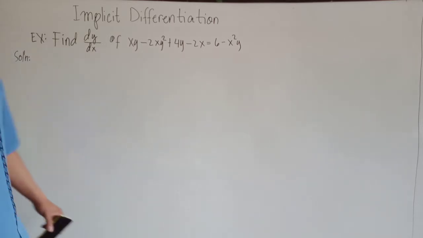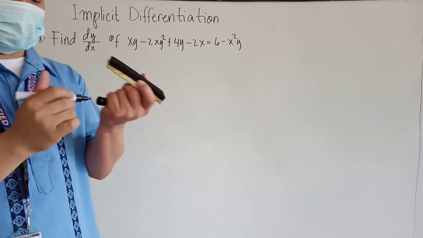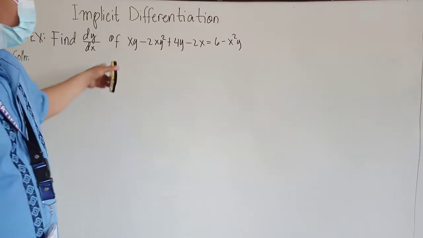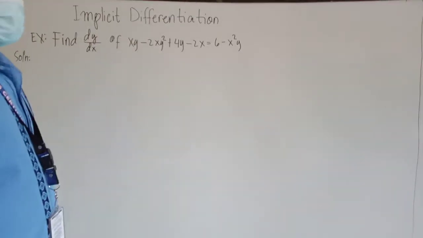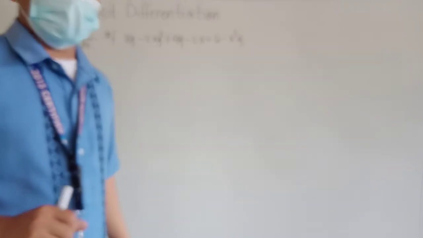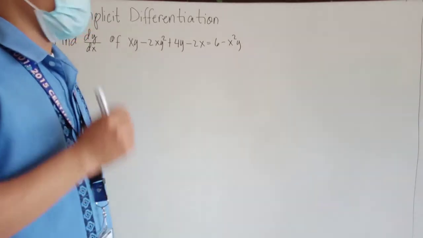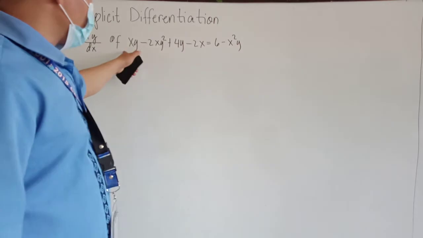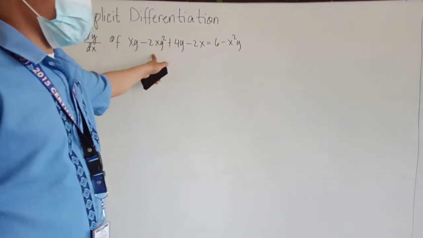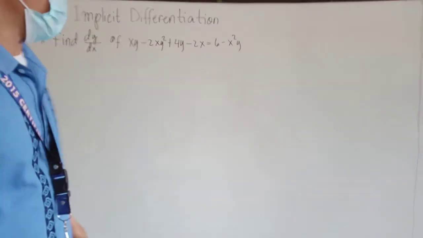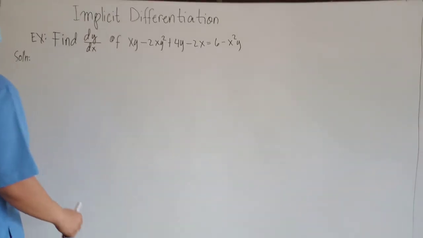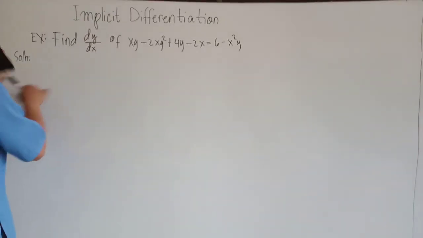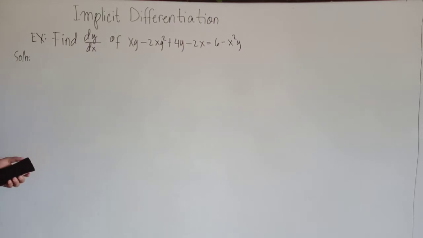Of course, in finding the dy over dx using implicit differentiation of this given equation, some of the concepts of the derivative can be applied. Usually the concept of the derivative that is used is the product rule. So we have here xy. Because x times y is in the form of a product, we will have to use the product rule in getting the derivative of xy.